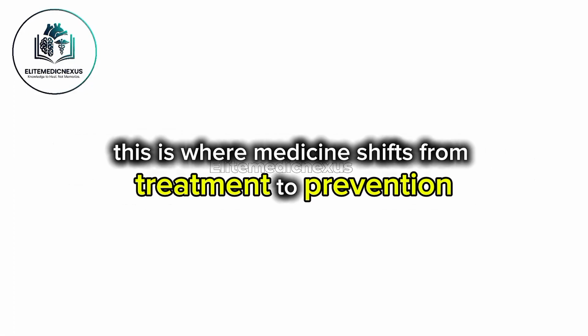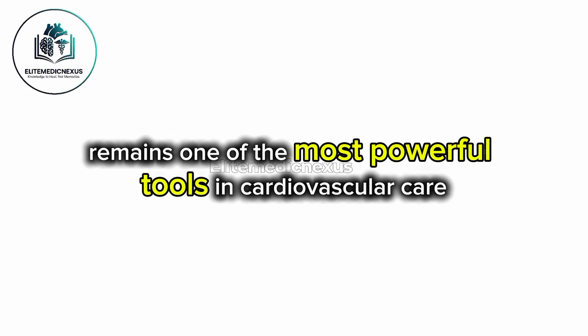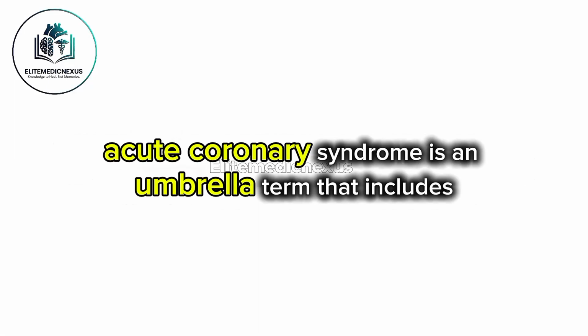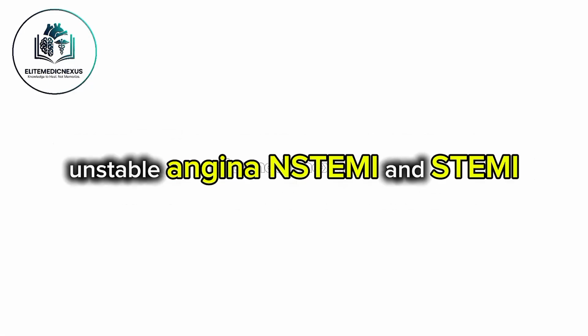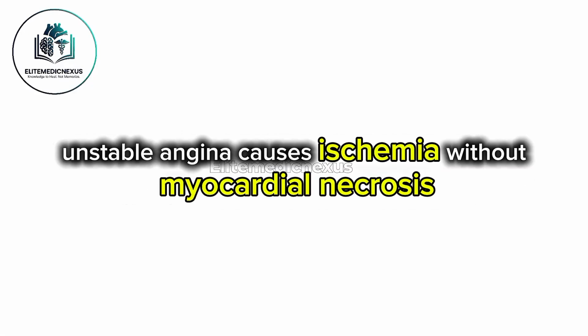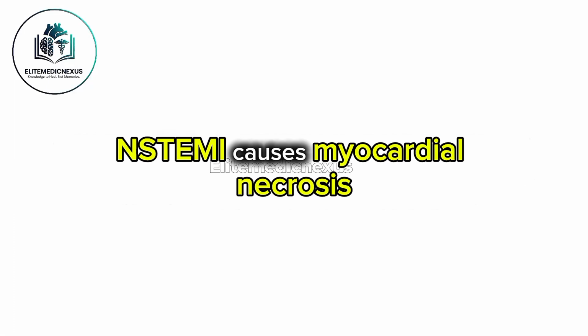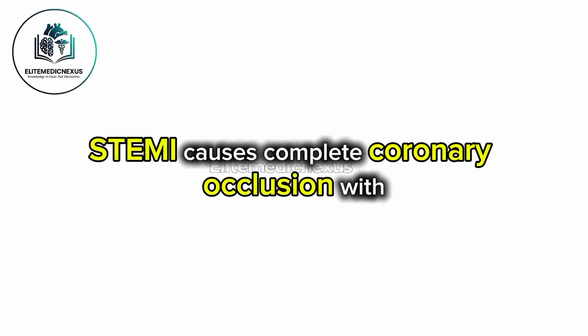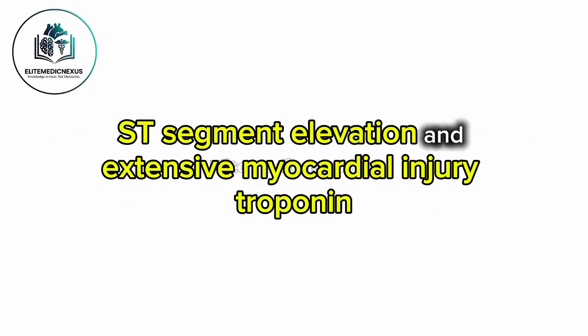This is where medicine shifts from treatment to prevention, and prevention remains one of the most powerful tools in cardiovascular care. For examination purposes, remember these key concepts. Acute coronary syndrome is an umbrella term that includes unstable angina, NSTEMI, and STEMI. Unstable angina causes ischemia without myocardial necrosis. NSTEMI causes myocardial necrosis with elevated troponin but no ST elevation. STEMI causes complete coronary occlusion with ST segment elevation and extensive myocardial injury.